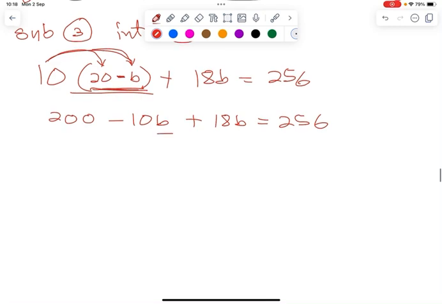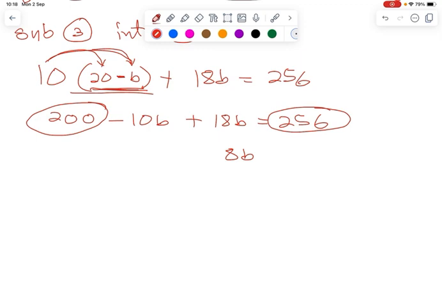See, all in terms of B already, right? Easy, right? So we have only one unknown. Negative 10B plus 18B will give you positive 8B, right? Imagine you owe me $10, all right? Then you pay me $18. So I have to return you $8. Simple as that. And of course, the 256 and 200, these are real numbers.